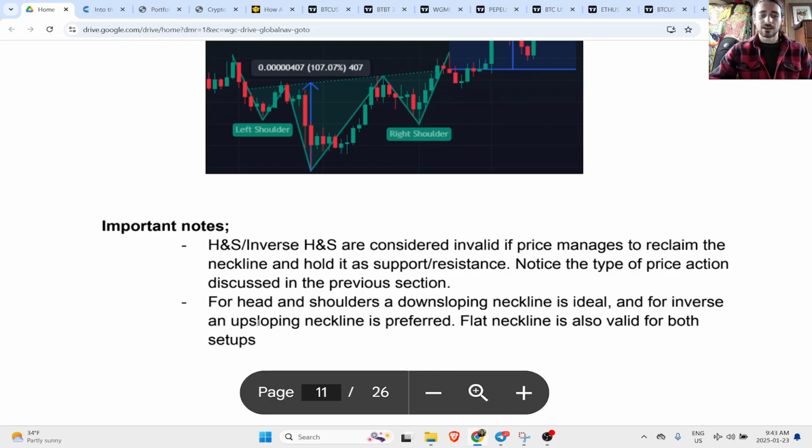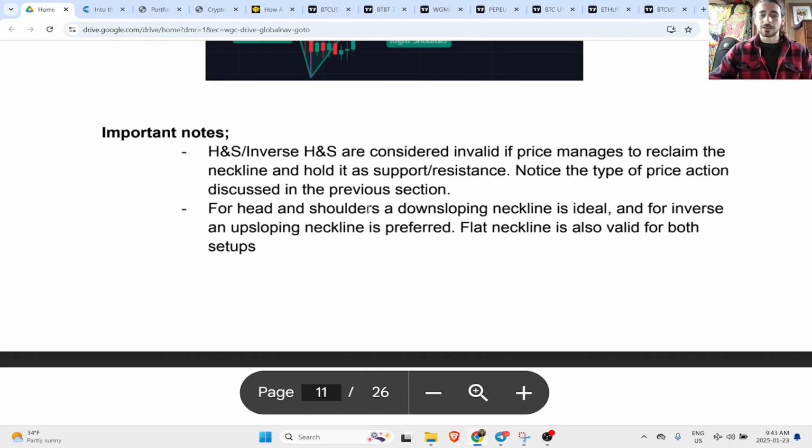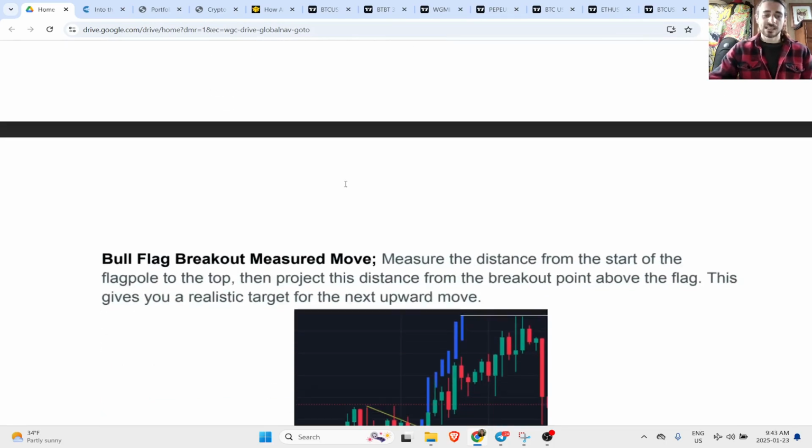up sloping neckline in an inverse head and shoulders is more indicative of a trend reversal, and then in the head and shoulders, that lower low in that neckline is kind of signaling that there's maybe some potential downward price action coming up. So that's kind of why we look for the upsloping and downsloping necklines.